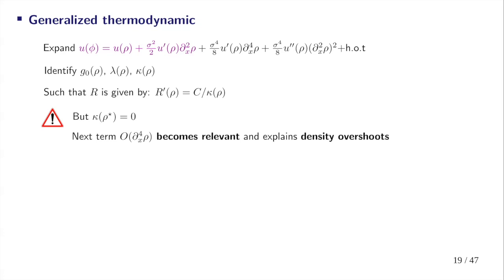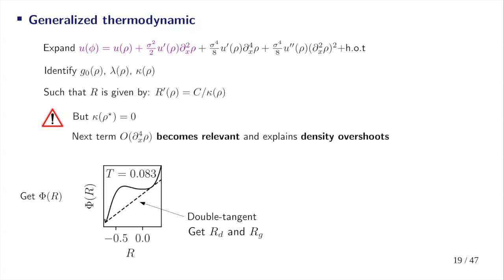And this explains actually the overshoot of the density. It's because in your expansion, you have the fourth order term that becomes relevant and replaces the classical equilibrium tension that you would have. Okay, this was the reason.